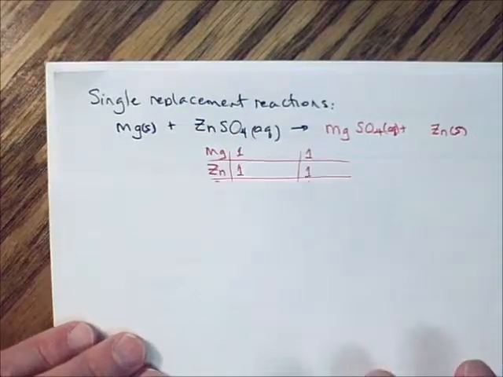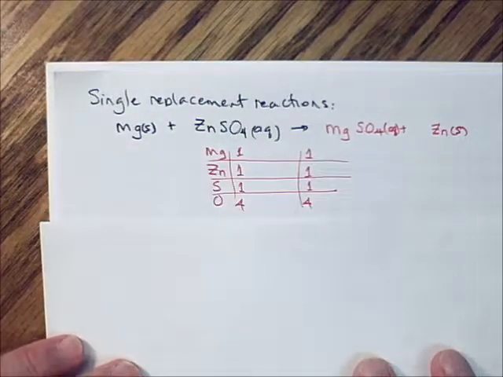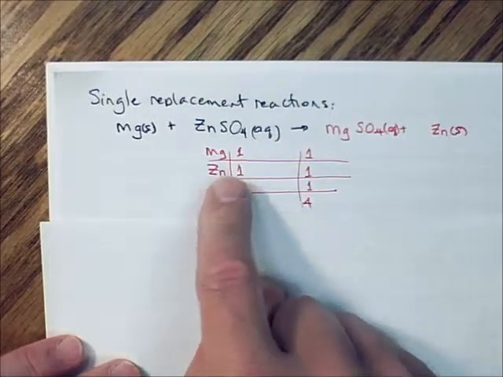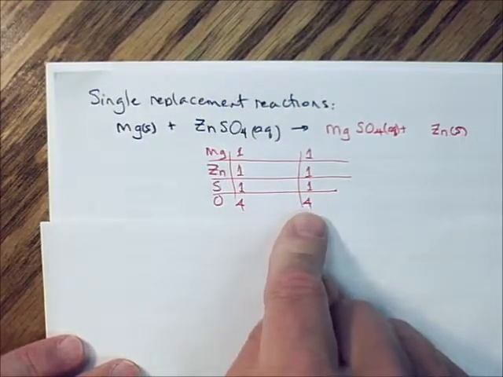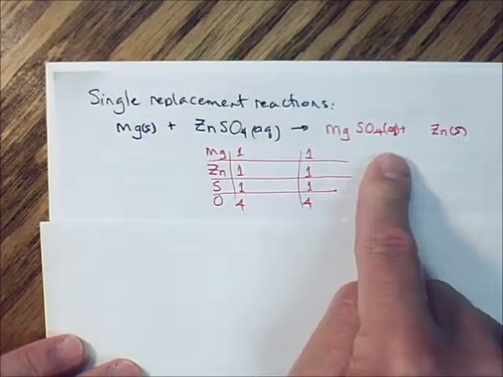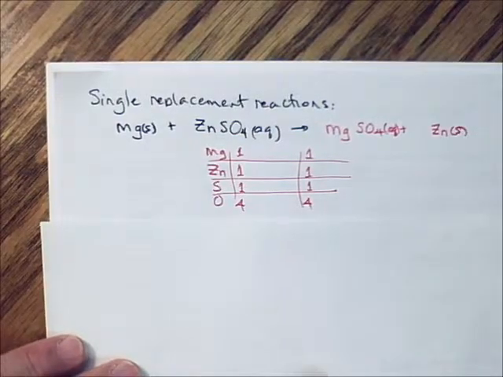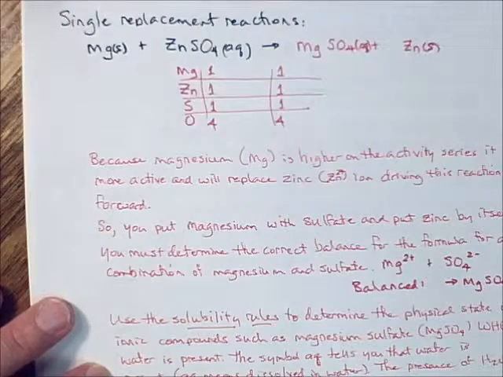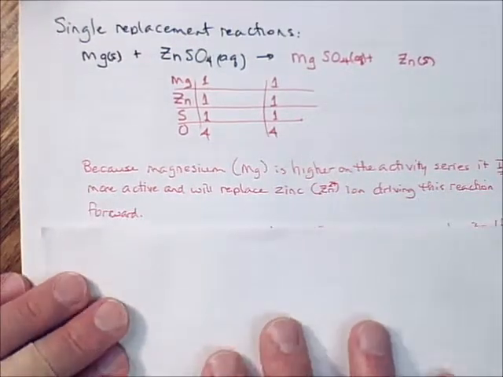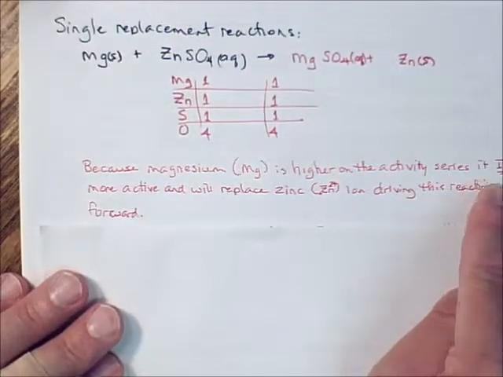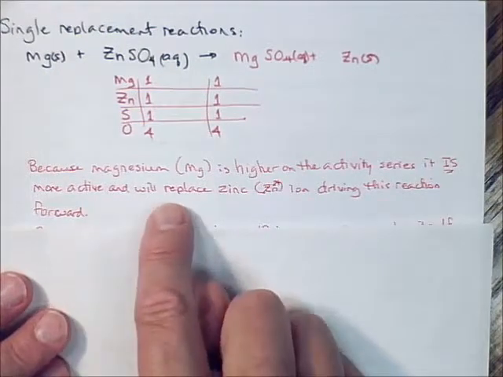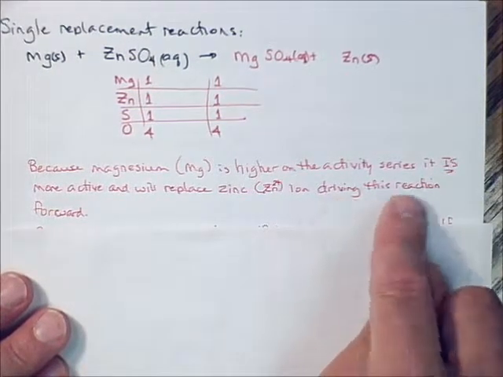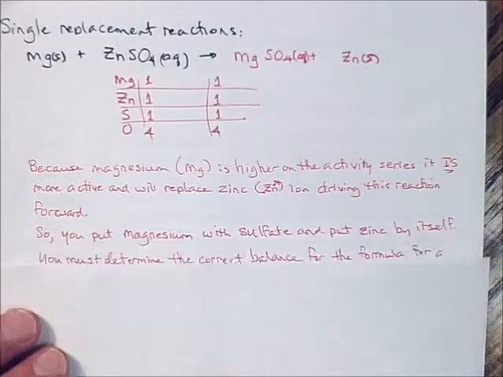Zinc by itself is a solid. And now we're ready to balance the equation. And what we see, when we use this atom inventory, is that we have the same number of atoms on both sides, so it's already balanced. We don't have to put any coefficients in here to balance this particular equation. All right, so let's review some of these things we just talked about. Because magnesium is higher on the activity series, it is more active and will replace zinc, the ion, and it's driving this reaction forward. Okay?